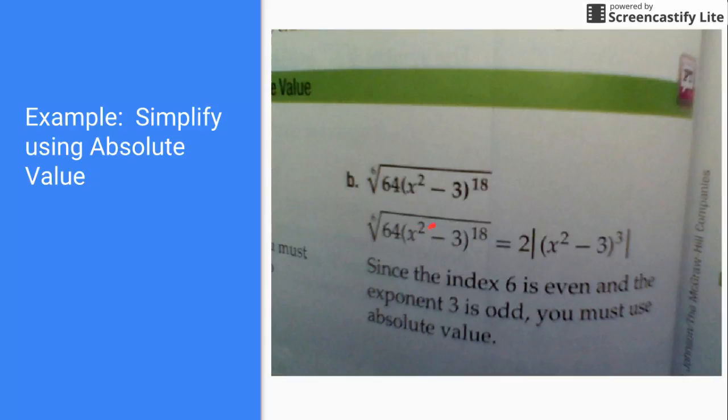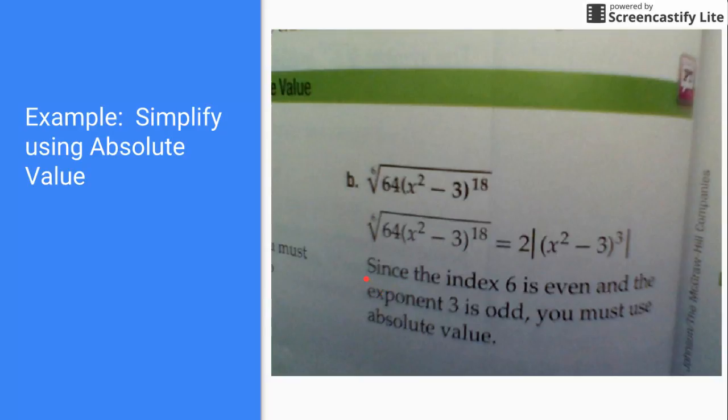So again, we're simplifying. So 6 and 64. What to the 6th power gets you to 64? 2 does. So 2 to the 6th power would equal 64, so then the 6 and the 64 would cancel out to give you 2 in its place. And since these numbers here are inside a parenthesis, they are unaffected by this root, except their exponent, 18. It gets divided by 6 because that's how variables work. So 18 divided by 6 gives us 3.